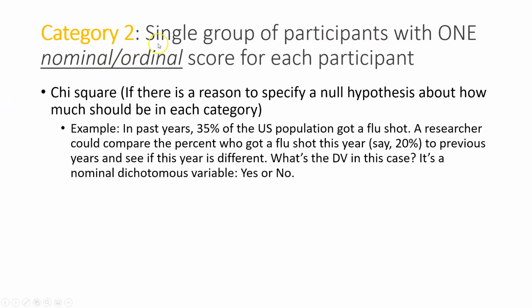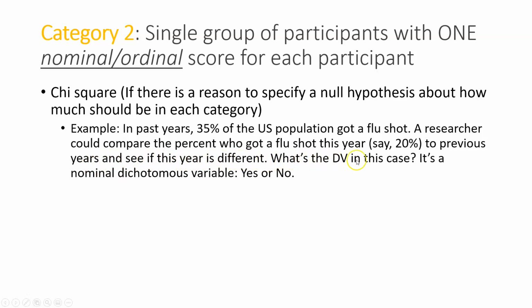Category 2, as we said before, is a single group of participants with one nominal or ordinal score for each participant. So in this situation, we have to use a chi-square if there's a reason to specify a null hypothesis about how much should be in each category. In such a case, we might do something like this. In past years, 35% of the US population got a flu shot. A researcher could compare the percent who got a flu shot this year, like 20%, to previous years and see if this year is different.